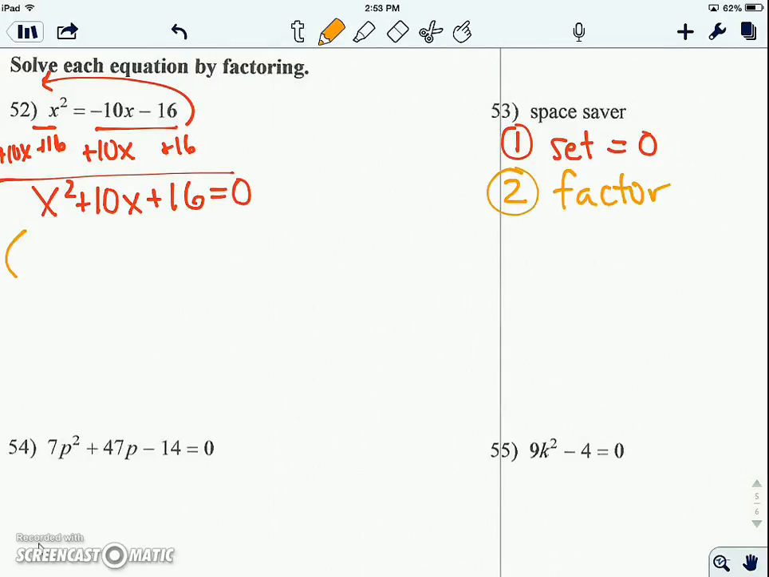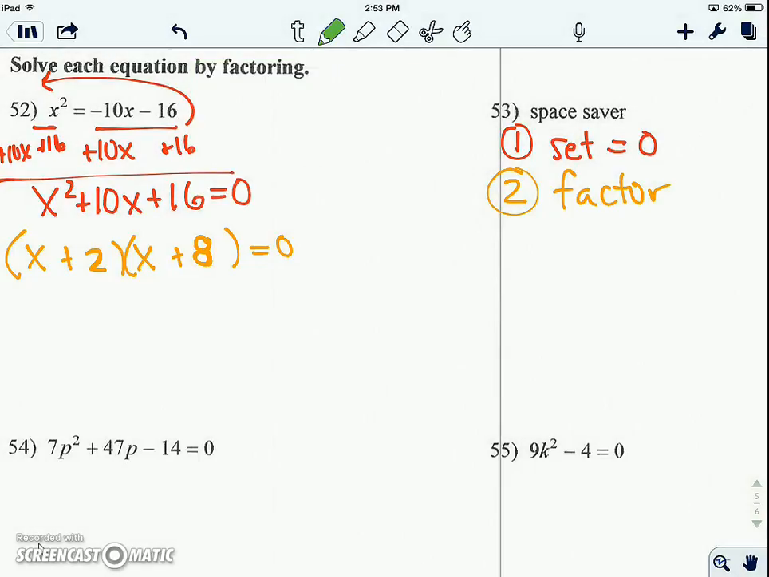And I'm going to do the guess and check method. I can see that this is going to be x plus 2 and x plus 8. Let's see, 2x plus 8x, that's 10x. And 2 times 8 is 16. Yep, that works.